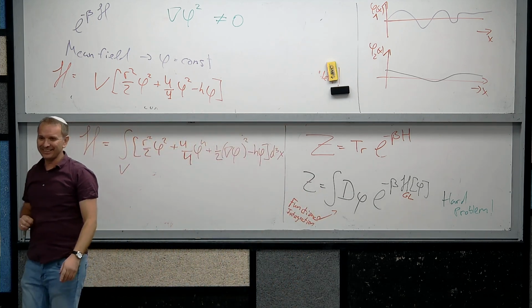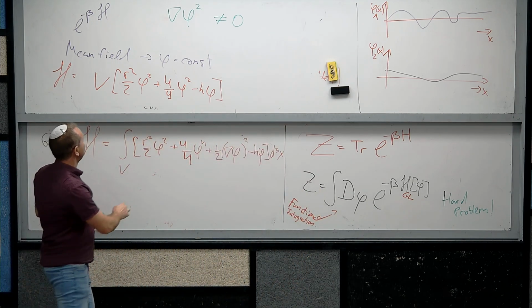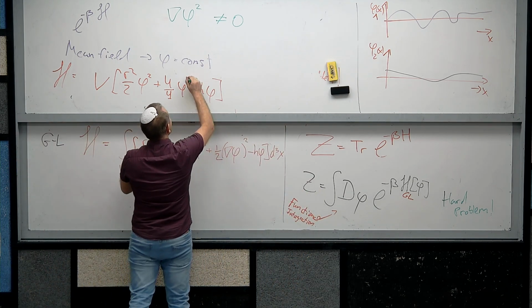You accidentally wrote phi squared twice. It should be phi to the 4. Phi to the 4. Okay.